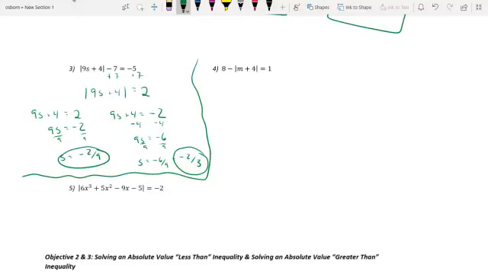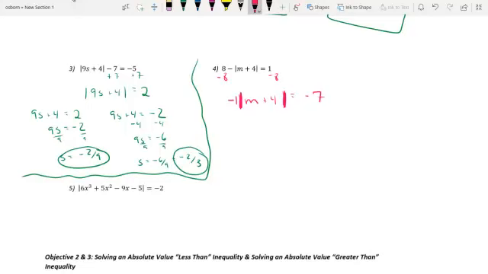For the next one, once again, I have to isolate my absolute value sign. The first thing I need to do is subtract 8 from both sides. That gives me negative absolute value of m plus 4 is equal to negative 7. Now that negative is the same thing as saying negative 1 times the absolute value of m plus 4. Make sure it's clear that that's part of my absolute value sign.